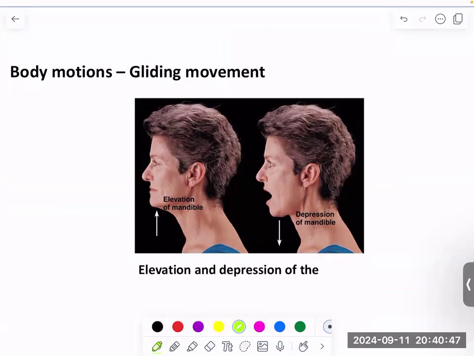Elevation. Close the jaw, up. Depression. Open the jaw, down. You can do this with the shoulders. The teenager. Elevation. Depression. Shoulders down. Sliding things up and sliding things down. Elevation, depression. I'm going to ask you some of these on the exam.